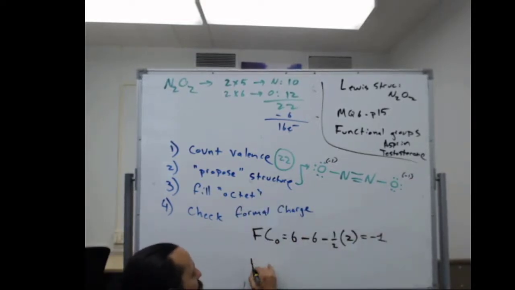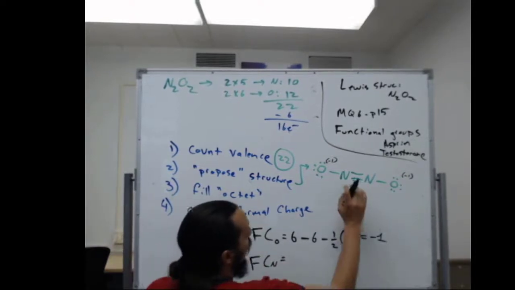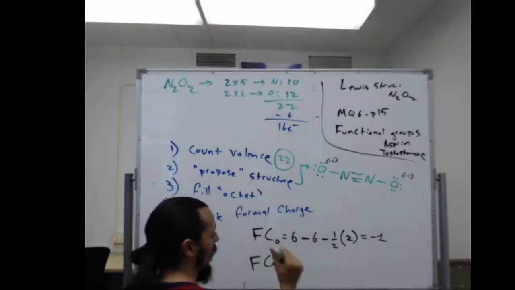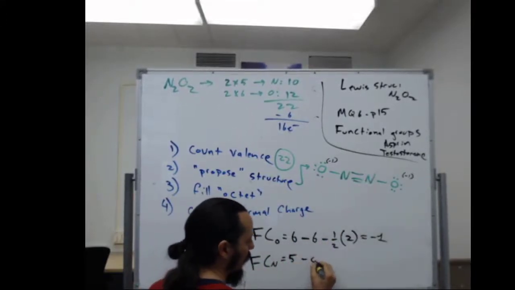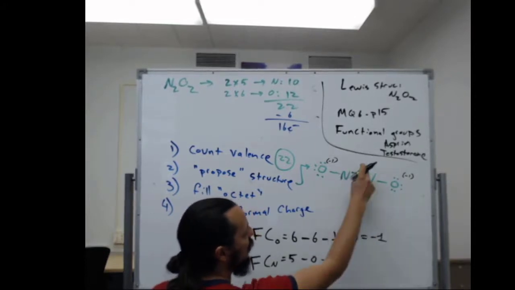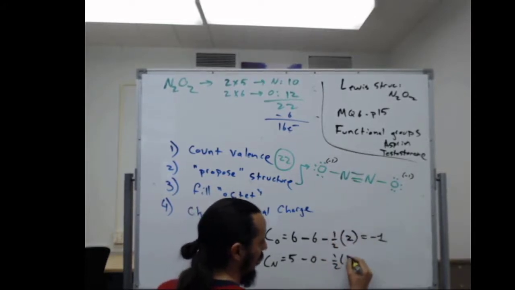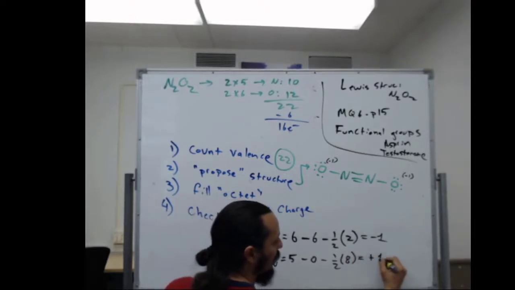We can then go ahead and do our formal charge on nitrogen. We'll have the 5 valence electrons, minus 0 lone pair electrons, minus 1/2 of the bonding electrons, 2, 4, 6, 8. That's going to be 4. That's going to give us +1.